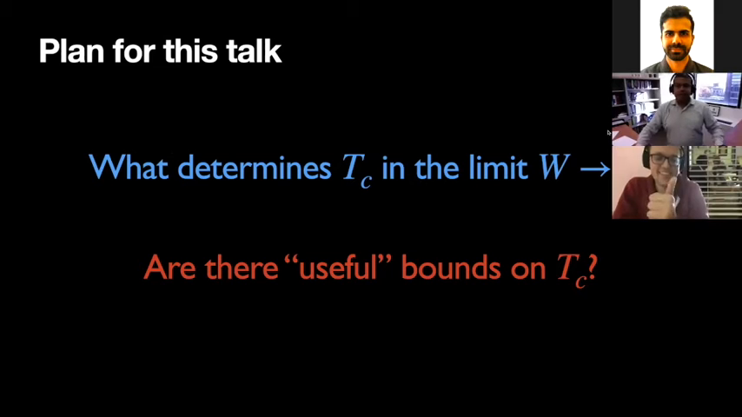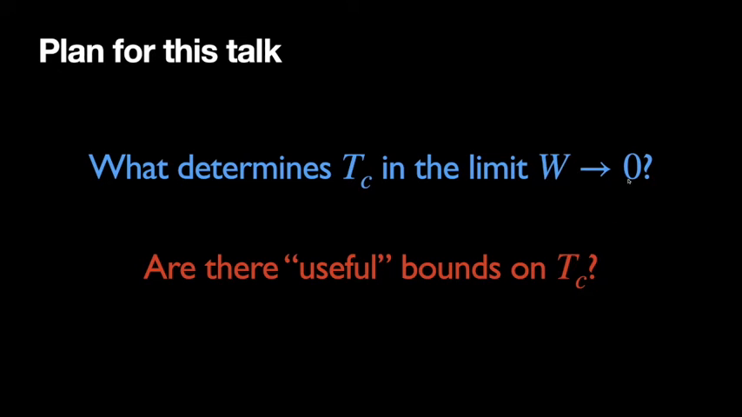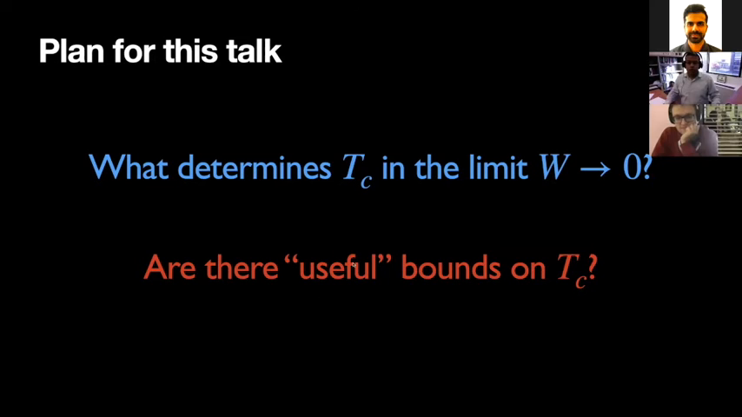So the plan for the rest of my talk is that I want to now address the question of what happens to TC in the limit of the bandwidth going to 0, not in the kinds of models that I talked about so far. Okay. And relatedly, as I go through the physics, I'm going to try and address if there are any useful bounds that we can construct on how large TC can be in principle in any given microscopic setting.